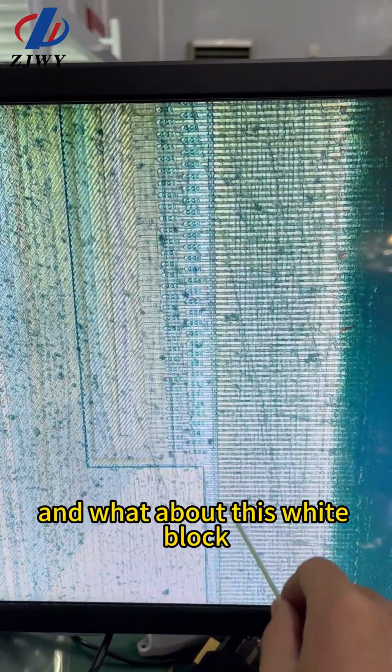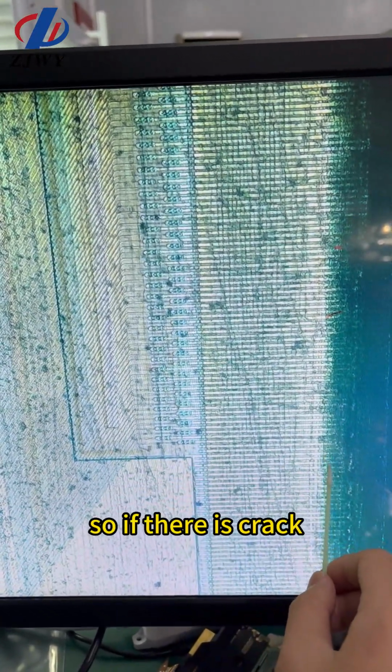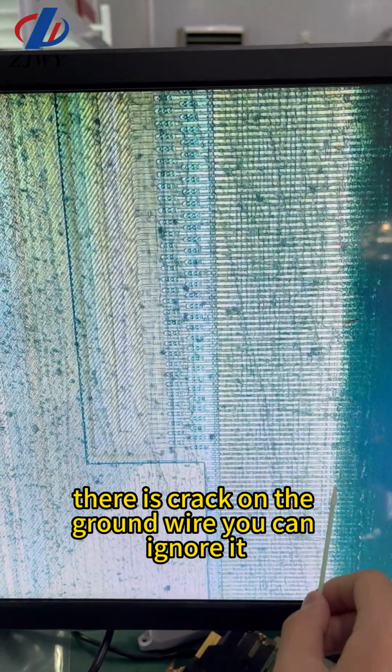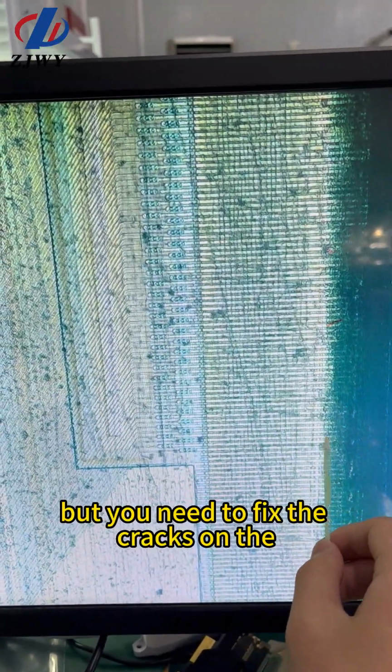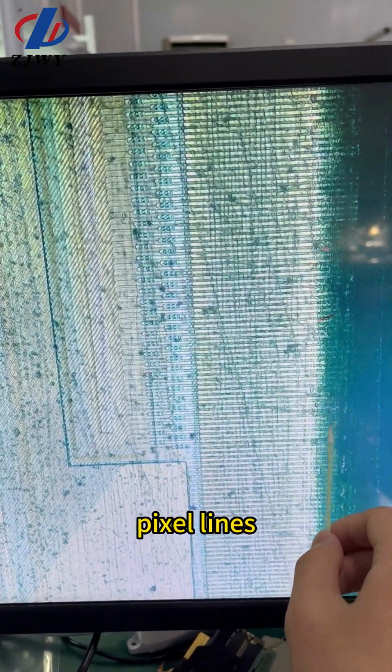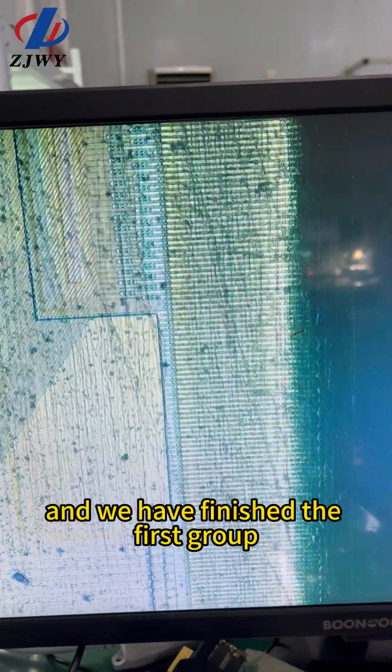And what about this white block? It's ground wire. So if there is crack on the ground wire, you can ignore it. But you need to fix the cracks on the pixel lines. So we keep going to the inside, and we have finished the first group.